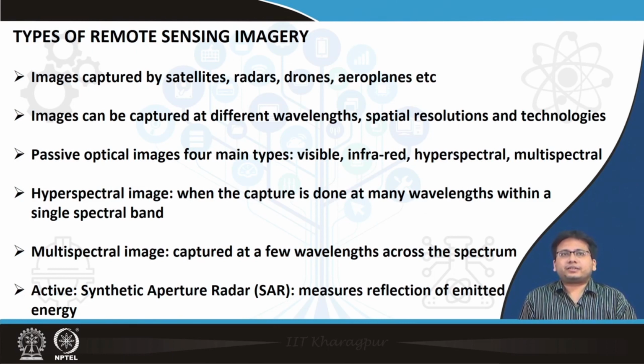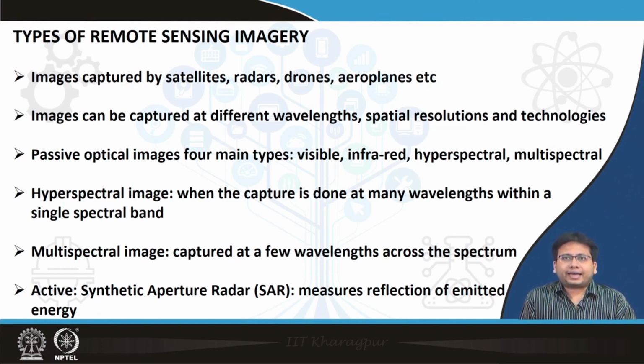Then there are multispectral images. These are captured at a few wavelengths, but across the spectrum. Unlike hyperspectral images, where all the wavelengths are within a particular block, here the different wavelengths are spread across the spectrum, but they are relatively few in number. So multispectral and hyperspectral are complementary to each other. And all of these are sometimes referred to as passive sensing.